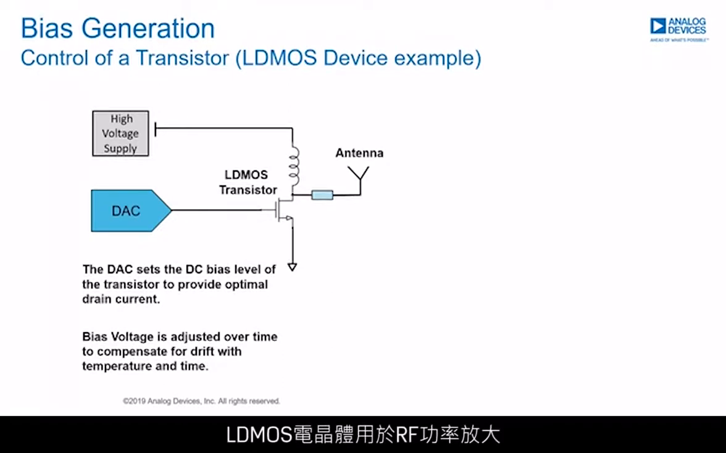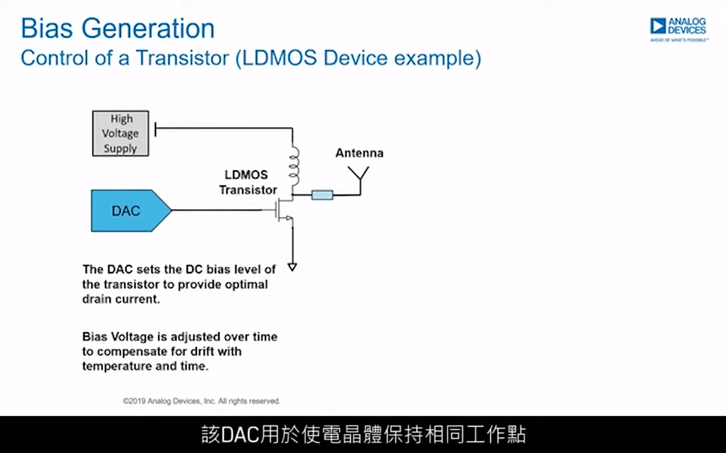LDMOS transistors are used for RF power amplification, where the transistor is used to convert a low power radio frequency signal into a larger signal of significant power. These transistors need very good linearity to maximize the data throughput in a given channel. The main consideration to achieve that linearity is the DC biasing of the transistor for optimal drain current for a given power output. This means the bias needs to be changed to compensate for any small changes in temperature and lifetime drifts, retaining a constant output power. The aim here is to keep the transistor operating in the linear region.